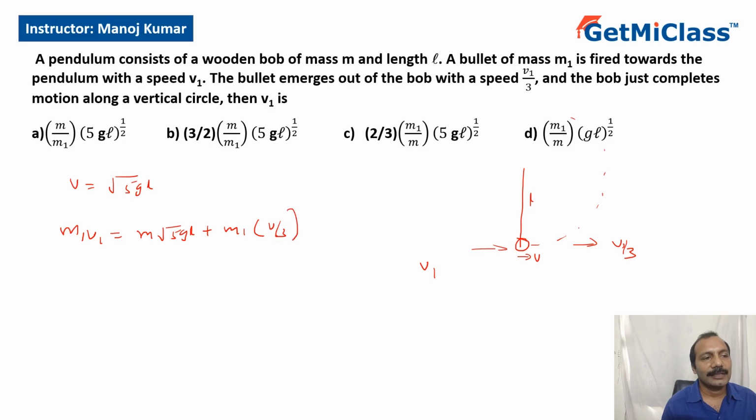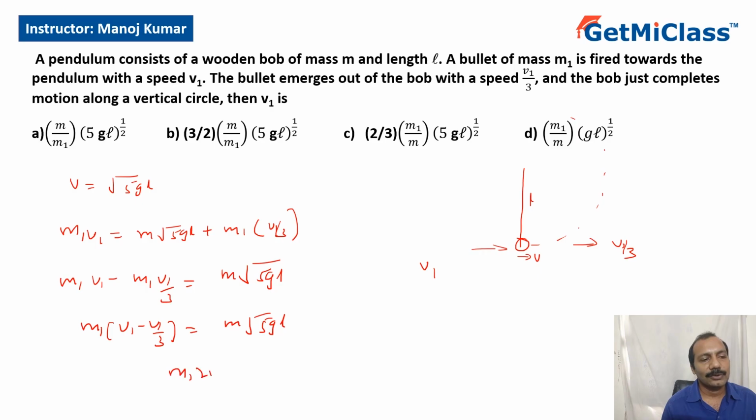Now what are we required to find? So it is v1 by 3. We are required to find v1. So we'll take v1 to that side. I'll get m1 into v1 minus m1 into v1 by 3 equal to m into root 5 GL. So m1 into v1 minus v1 by 3 equal to m into root 5 GL. So v1 minus v1 by 3 is 2v1 by 3. So m1 into 2v1 by 3 equal to m into root 5 GL.